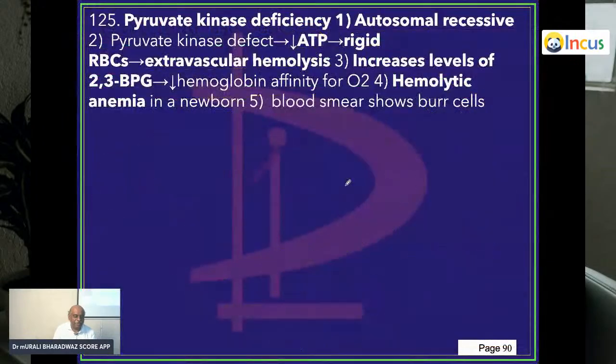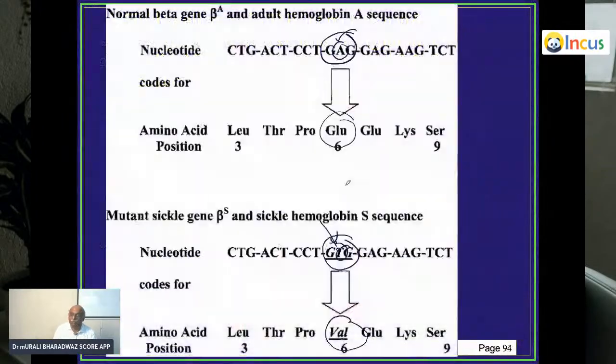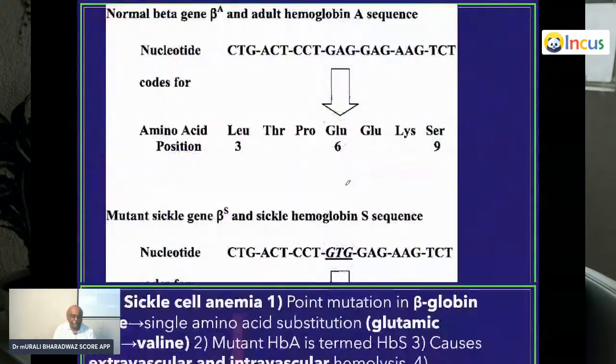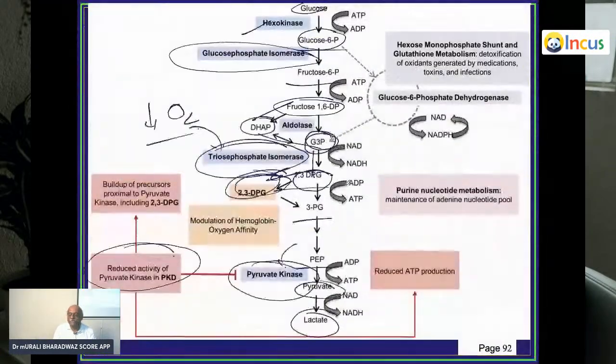quick recall and recap of sickle cell anemia. 10 points. Point mutation in the beta chain. Glutamic acid to valine. GAG to GTG. Very good.